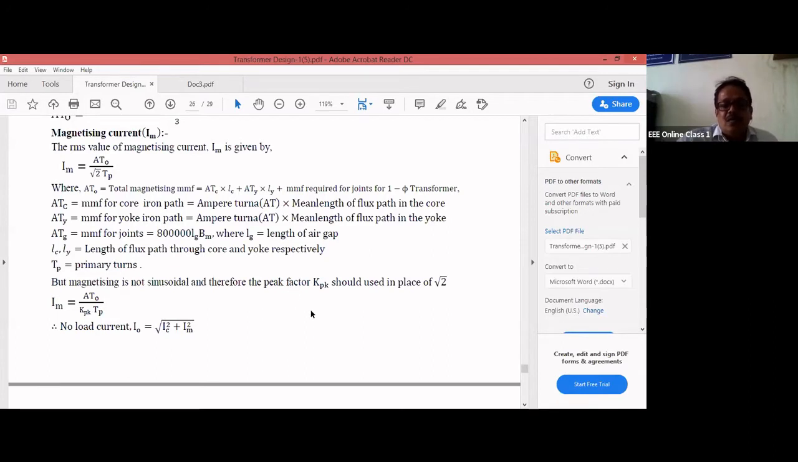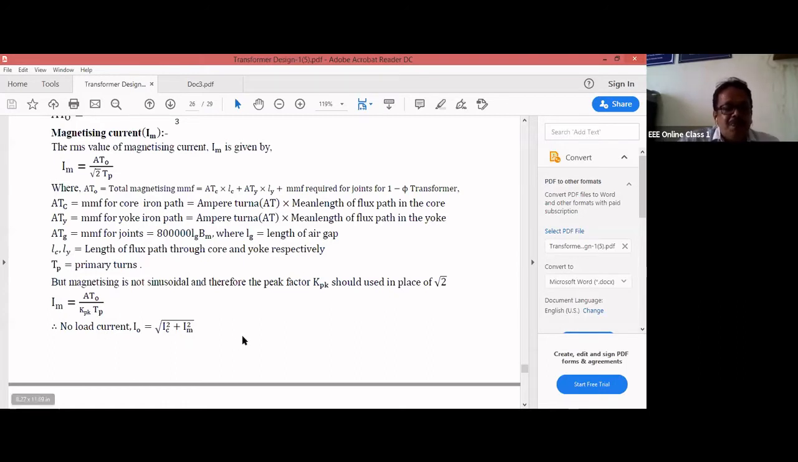So there's one more condition: the magnetizing MMF is not sinusoidal. Suppose the magnetization of your core is not sinusoidal, therefore the peak factor KPK should be used in place of root 2. So if the magnetizing MMF is not sinusoidal, then you can use this formula. We'll solve one problem based on this formula. IM is equal to AT0 divided by KPK by TP, nothing but a peak factor that has to be taken into consideration.